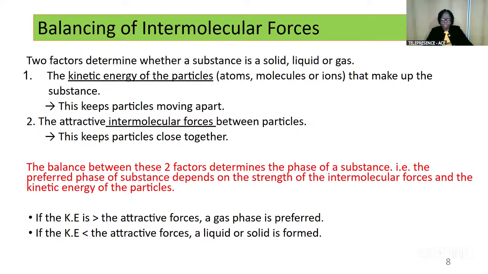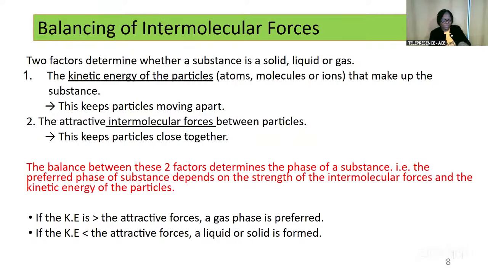And don't forget, this also varies. So atoms, molecules, or ions that make up the substance possess kinetic energy. And this means that the molecules can continue to move apart. They agitate, they are in motion. So their moving apart can as well affect their staying together with other molecules. How do we balance this?